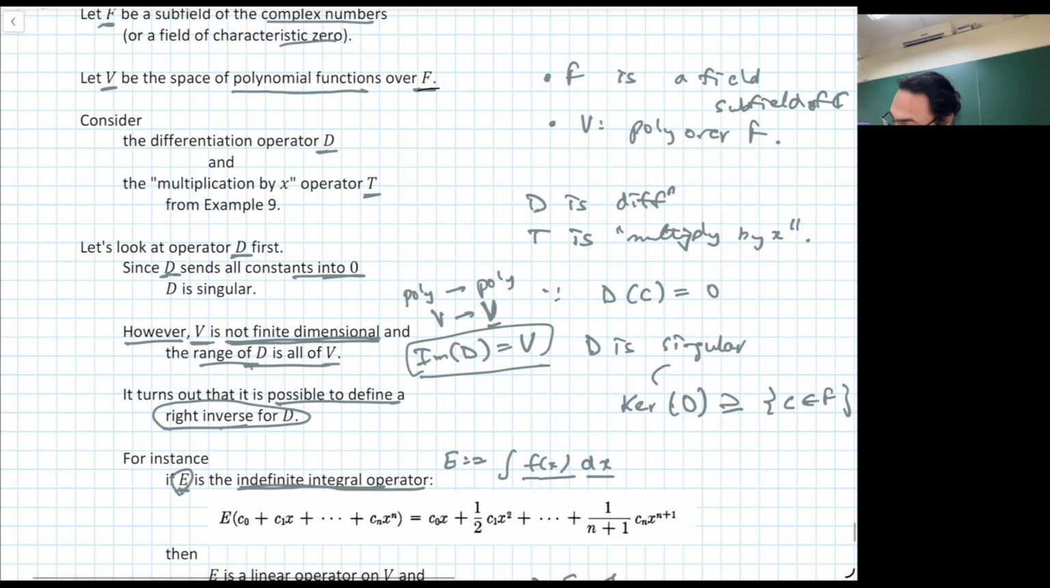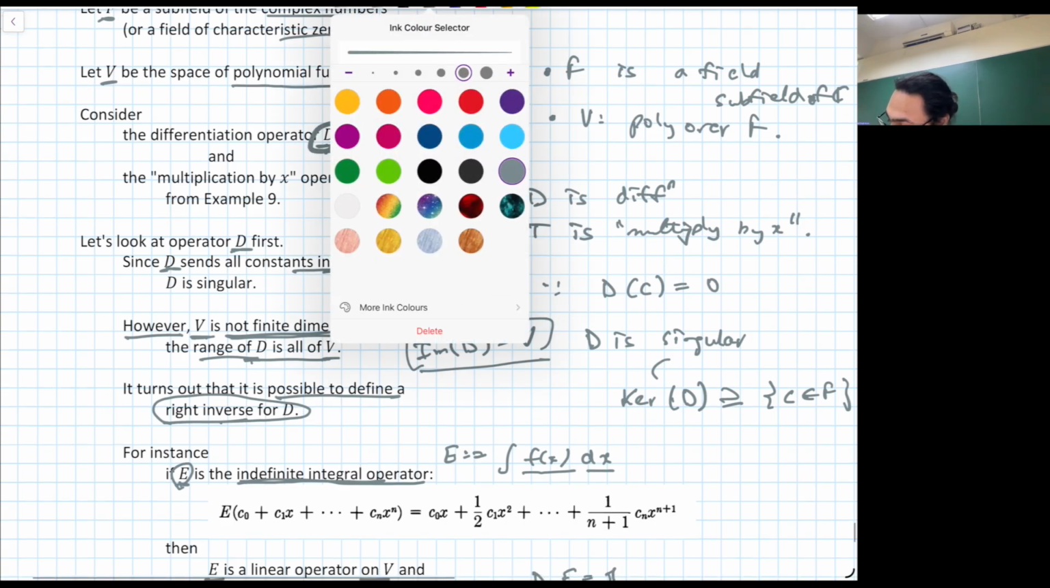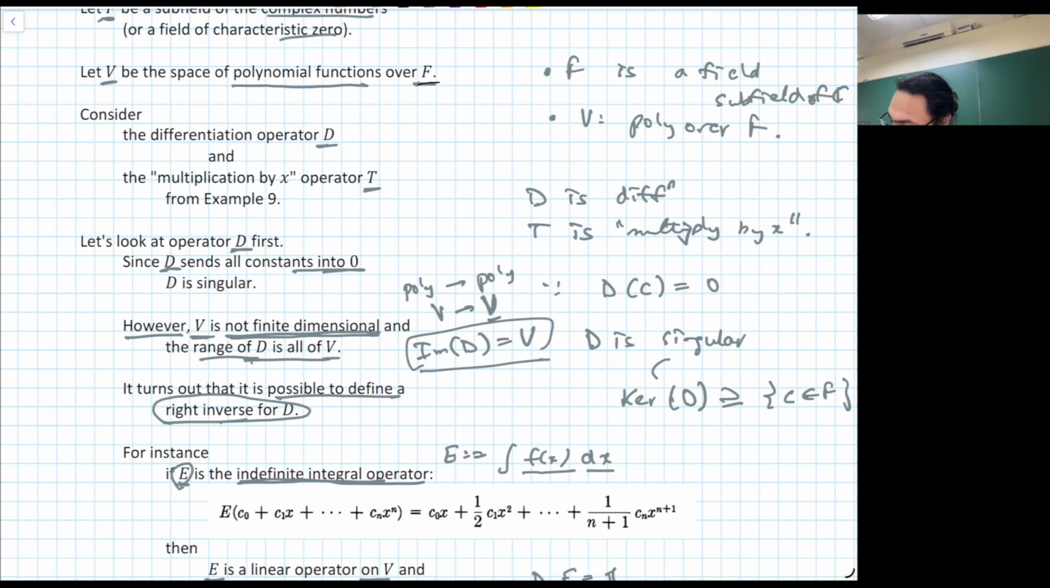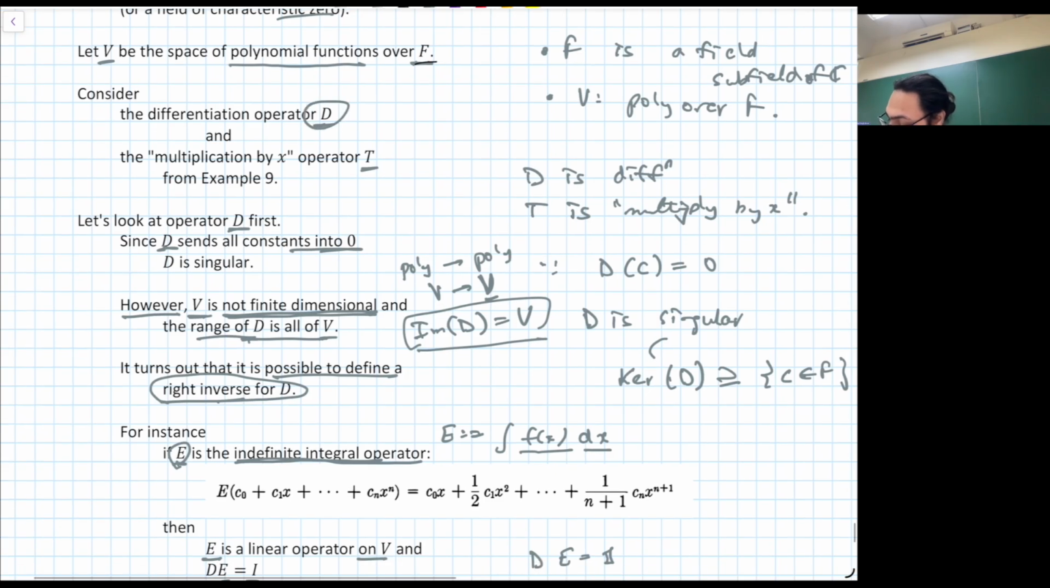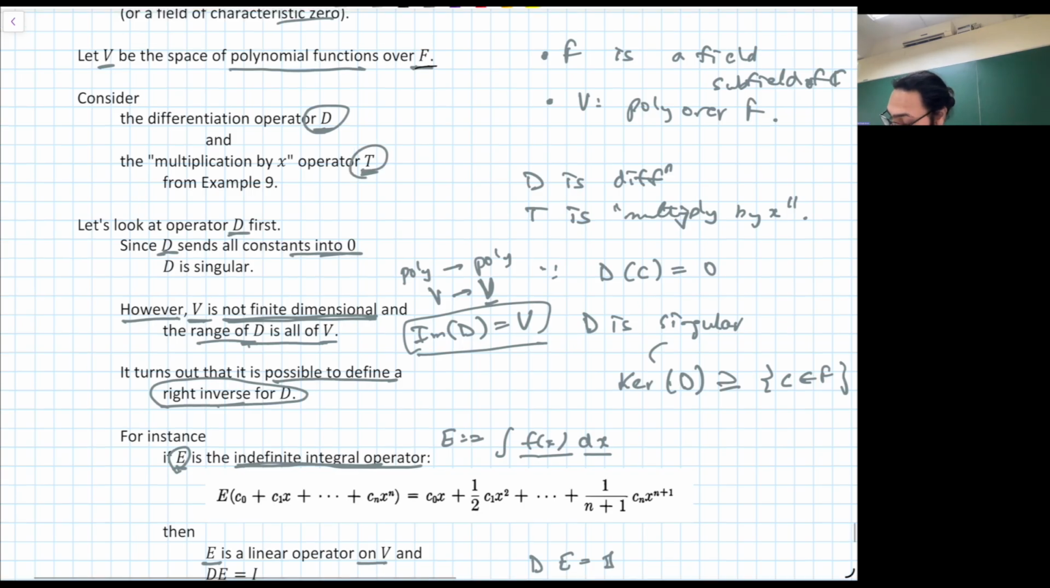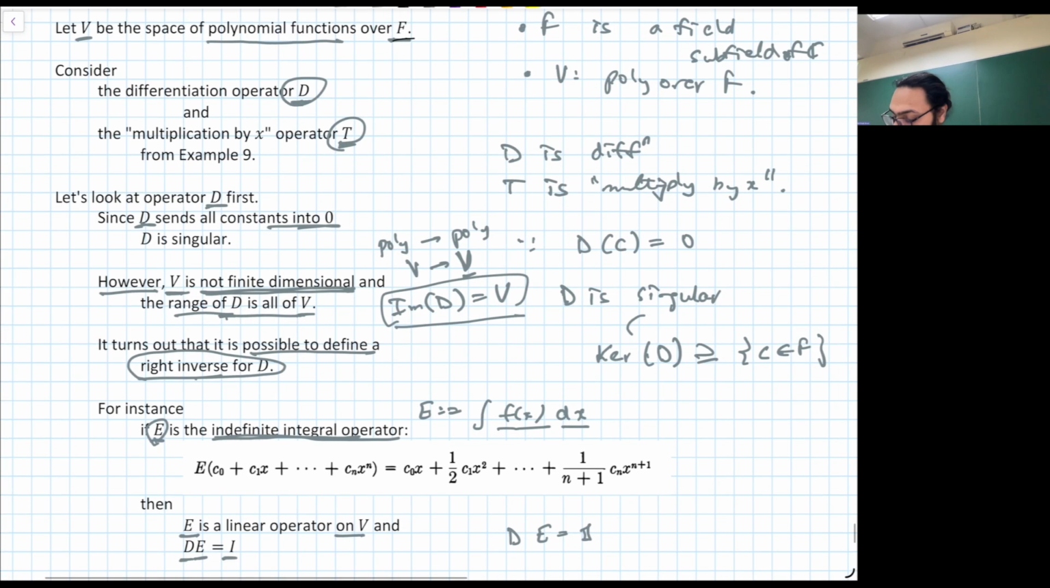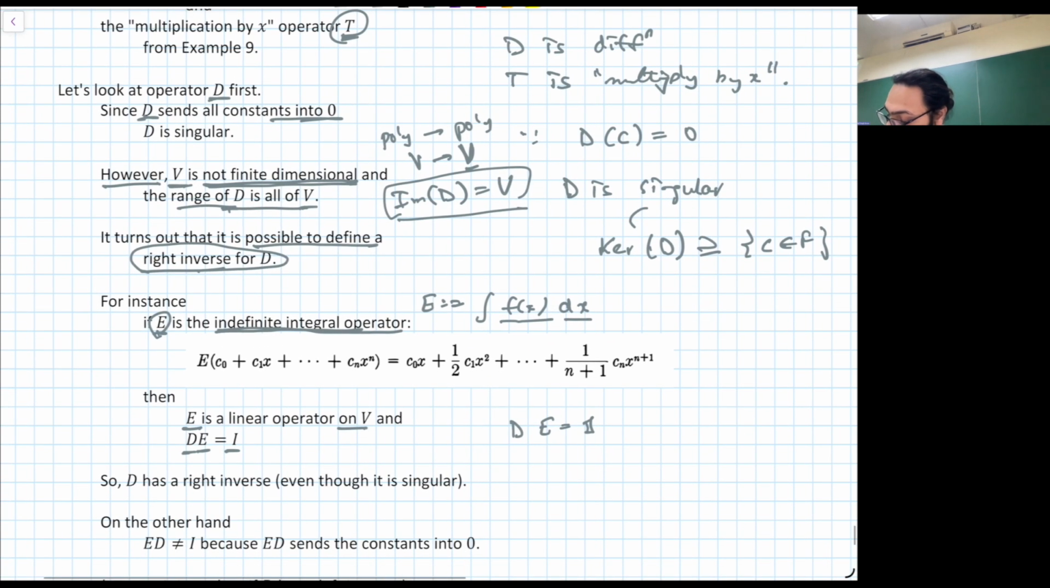Right, and then we consider the differentiation operator D that acts, so the differentiation operator, we already know how it is defined, right? And the multiplication operator T is just that you take whatever polynomial you have, you multiply it by x, right? So that is straightforward. And now what we want to do is look at the differentiation operator first. And we know that it's going to send all the constants to 0, right? So we know that it is singular, because the set of things that it sends to 0 has something other than 0, right?